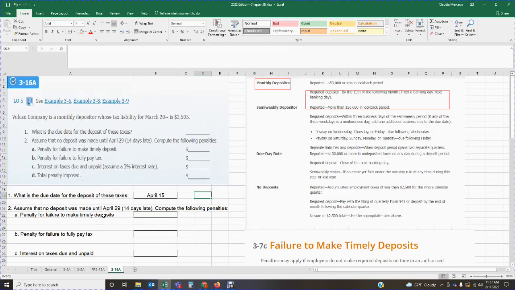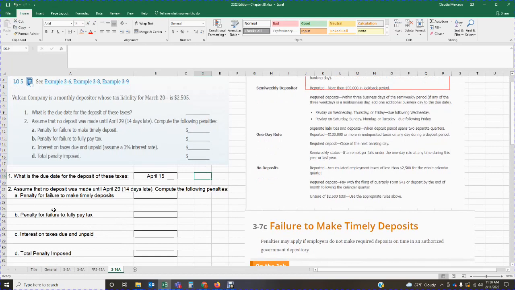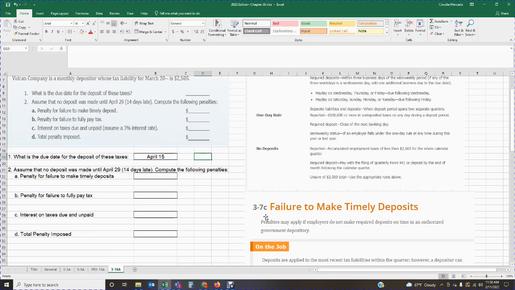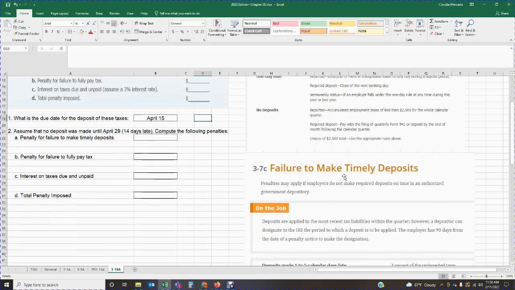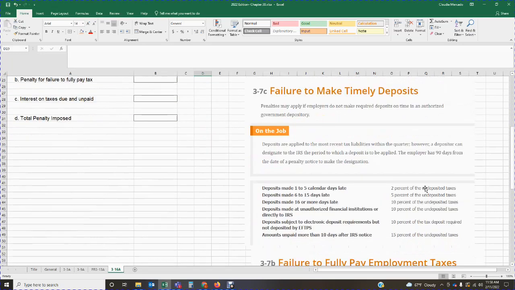So we should have made the deposit on the 15th. We didn't make it until the 29th. We were 14 days late. We have to compute the following penalties. The first penalty that we have is the penalty for failure to make timely deposits. If you go over section 37C in your book, it talks about the failure to make timely deposits.